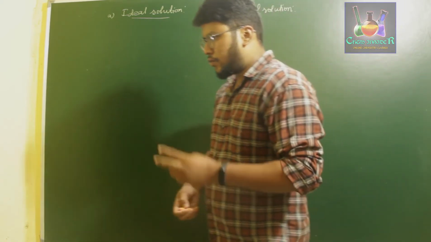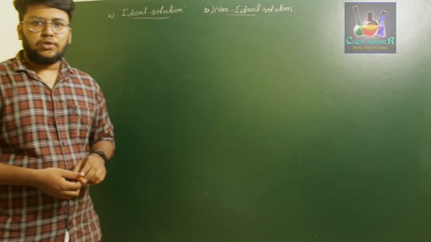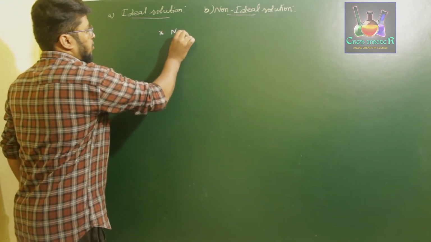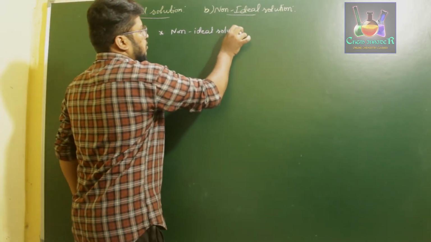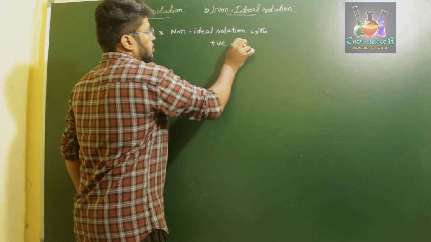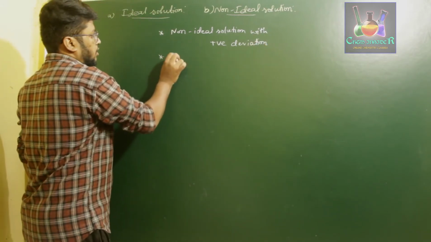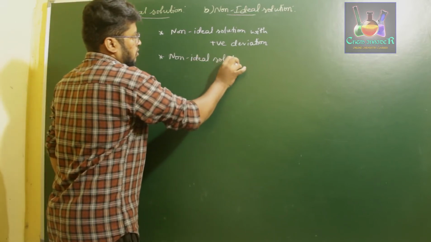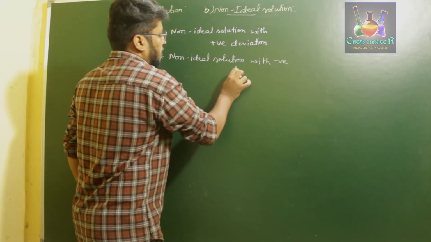So clearly there are two types of non-ideal solution. One is a non-ideal solution with positive deviation, and the other one is a non-ideal solution with negative deviation.